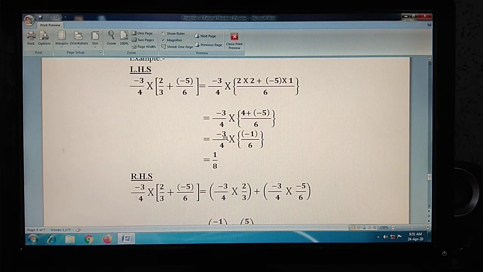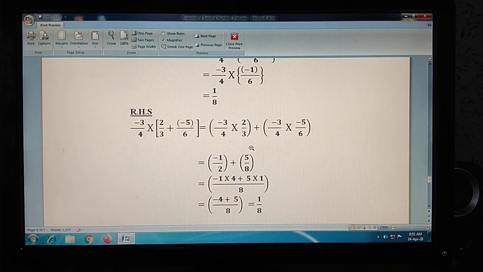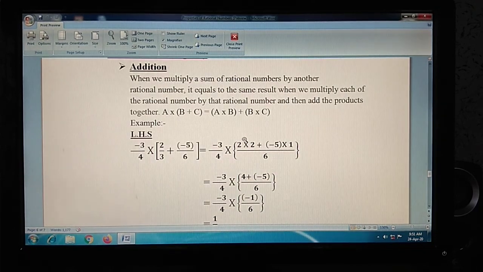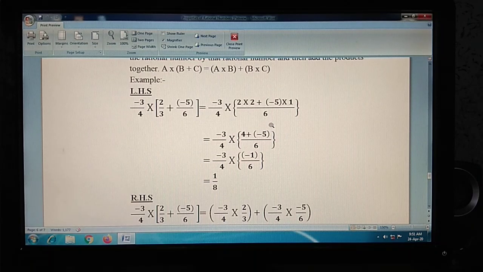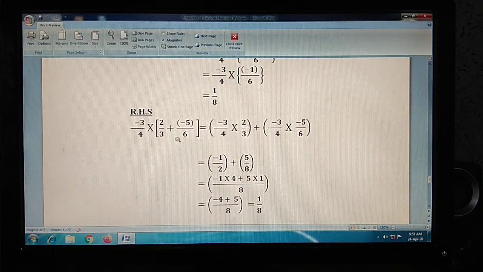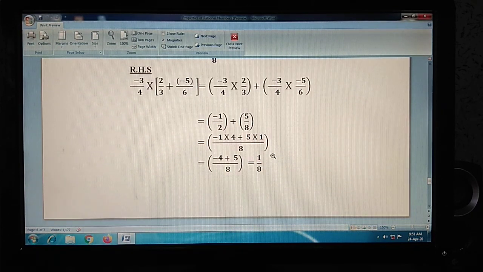Multiplication is very simple, just numerator and denominator. Now in the RHS, we have this form, so we will do it in this form itself. What we did is, we multiplied minus 3 by 4 with 2 by 3. And again we multiplied minus 3 by 4 with minus 5 by 6. And then took the sum of these two numbers. Let us see if we get the same number. Yes, we got the same result.